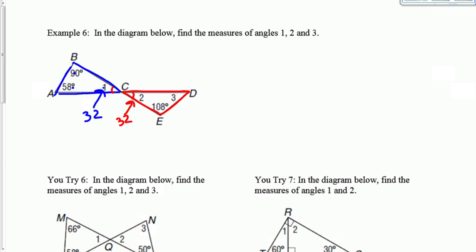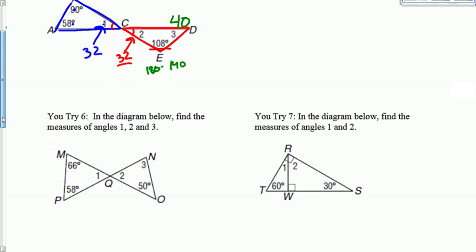Well, now I can find angle 3, because I can add up 32 plus 108, which gives me 140. Okay, so these two together are 140. And if I subtract that from 180, I get angle 3 to be 40 degrees. So it's just using everything we've known to reason your way through it. Start where you have the most information.